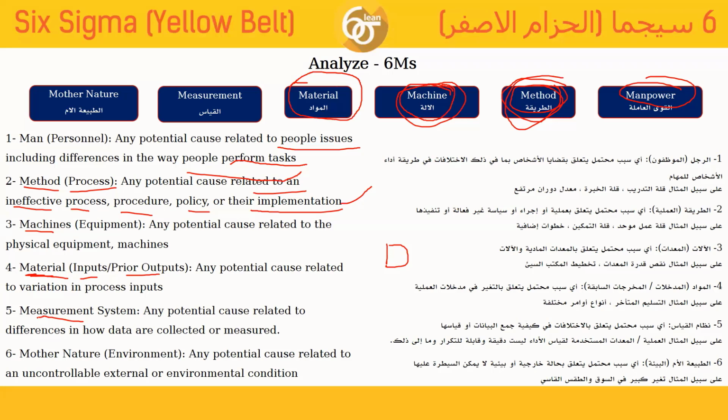Number five, we have the measurement system. Any kind of measurement system you are using, for example, to measure the final product before you deliver it to the customer. So for measurements, any potential cause is related to differences in how data are collected or measured. You can apply it to the machine, to the delivery, or, for example, in Redwing.